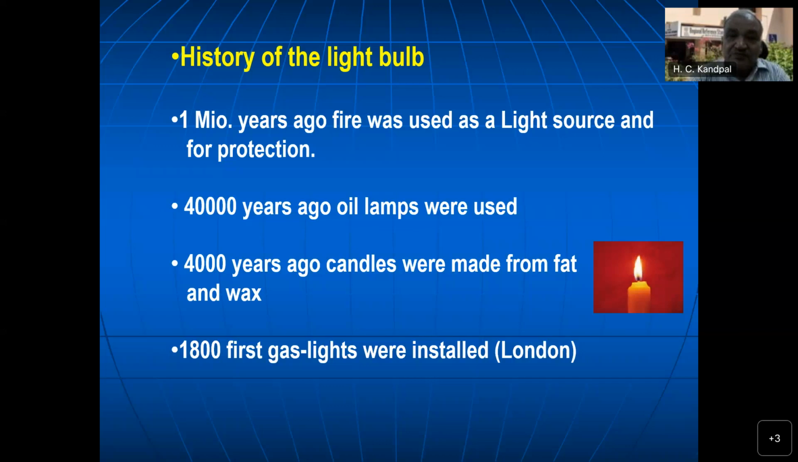4,000 years ago, candles were made from fat and wax, and I have shown the picture of a candle, which was perhaps made of fat and wax. But advancement has taken place, and then things have changed. In 1800, gas lights were first installed in London. When I was studying in 7th class, one of the chapters in our English textbook was on this gas light that was installed in London, and people used to wait in the evening for the gas to be given to the houses, and then they used to light their houses by means of these gas lights. That was the story I read when I was in 7th class, something like 52 years, more than 50 years back. So this is the case.